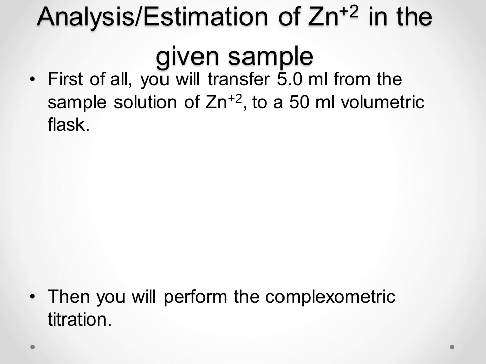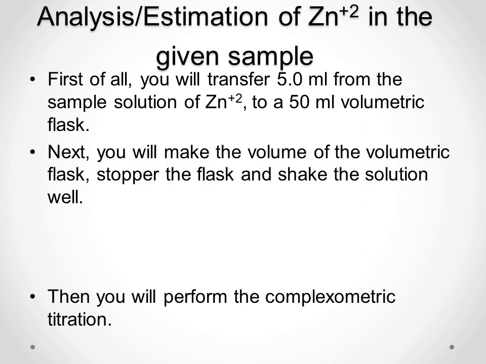First of all, you will transfer 5 ml from the sample solution of zinc to a 50 ml volumetric flask for the analysis or estimation of zinc in the given sample. Next, you will make up the volume of the volumetric flask, stopper the flask, and shake the solution well.